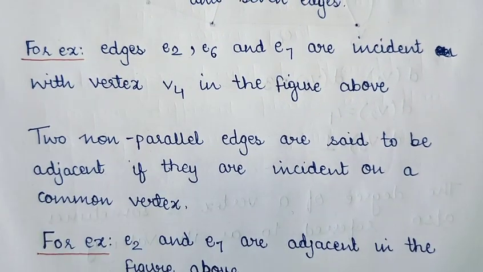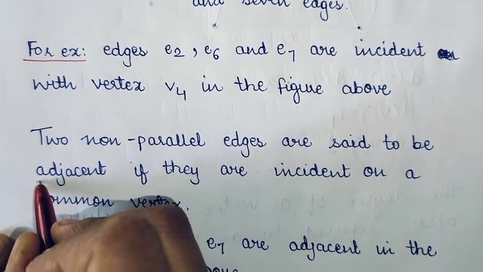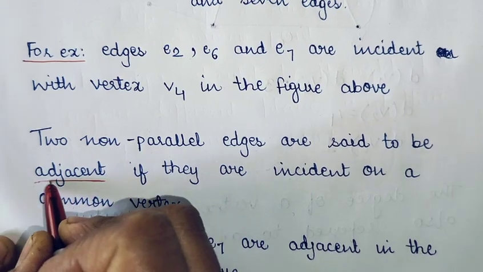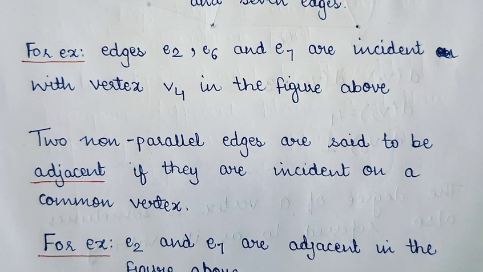Two non-parallel edges are said to be adjacent if they are incident on a common vertex. Now, what are adjacent edges? Any two non-parallel edges. Keep in mind that we have to exclude parallel edges from this concept. We cannot consider two parallel edges to be adjacent to each other.